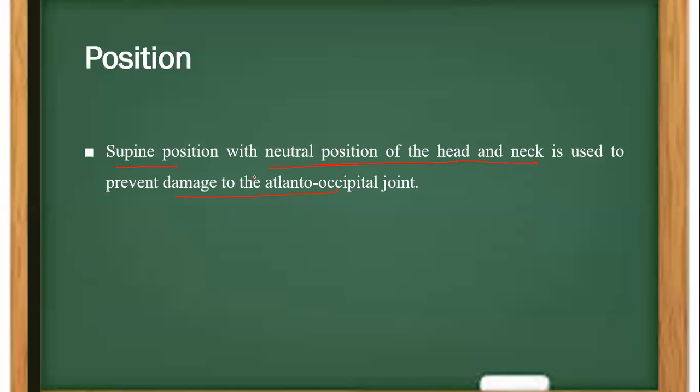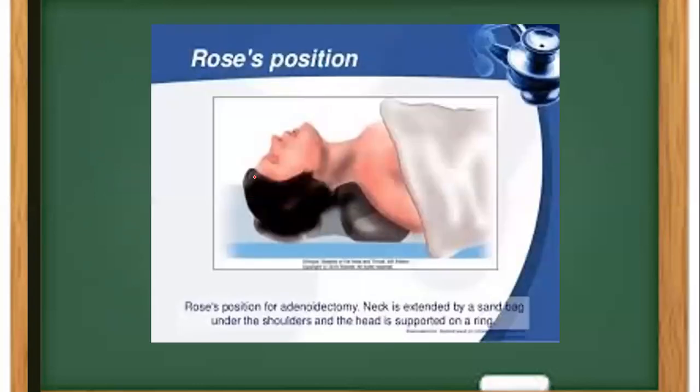Supine position ആയിരിക്കും favor ചെയ്യുന്നത്. So this is a position called Rose's position. In this, you can see the patient in a supine position and the neck is extended, okay, by sandbag under the shoulders and the head is supported on a ring.